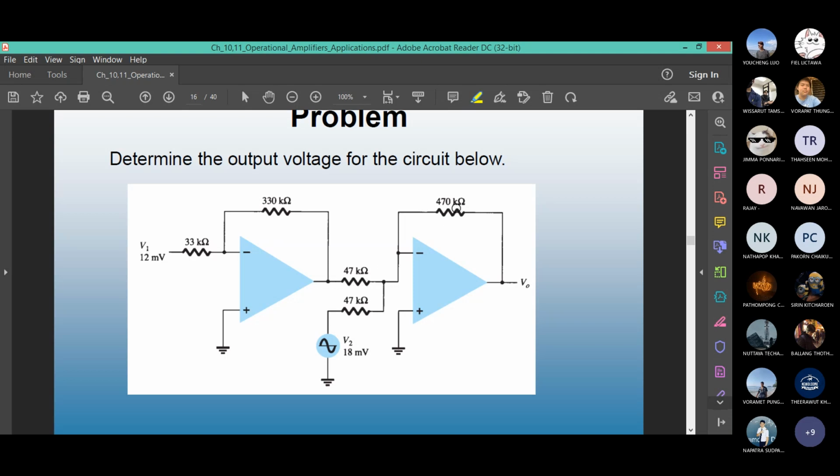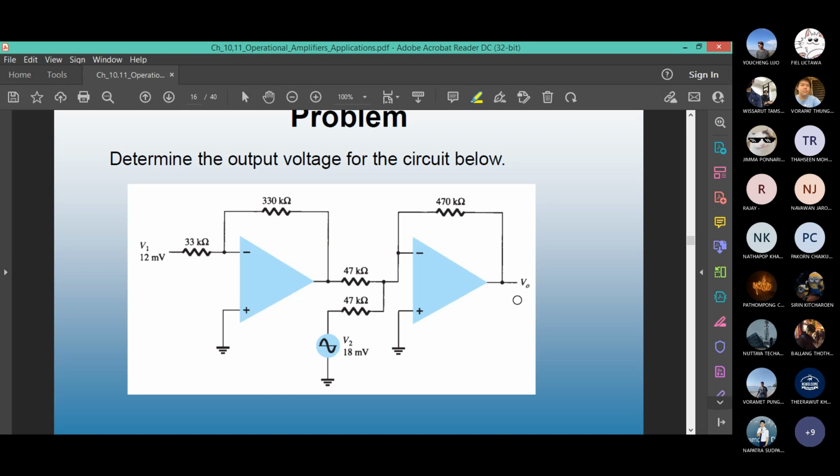And then again, here's a 10 times gain. Minus and minus will become plus. You will have 1200 millivolt. Well, 1.2 volt. And then you add something else. 18 millivolt times 10 and negative 1200 millivolt minus 180 millivolt. I think it's 1.02 volts. That is your final output.